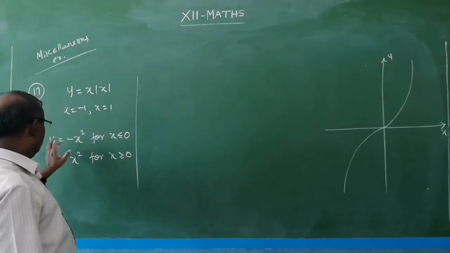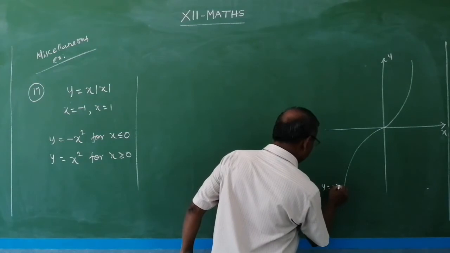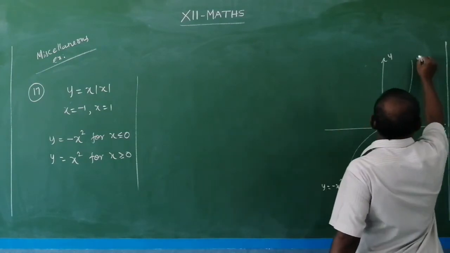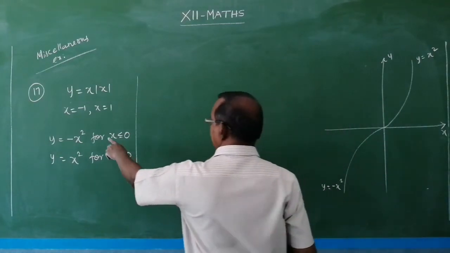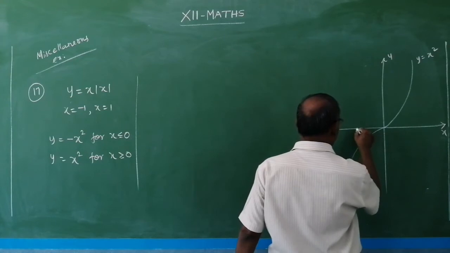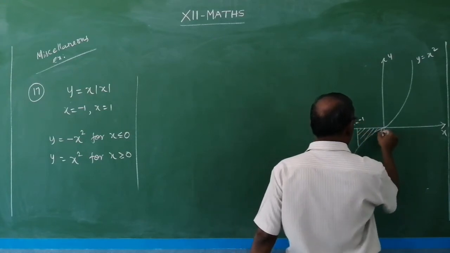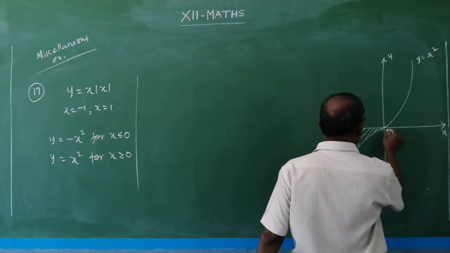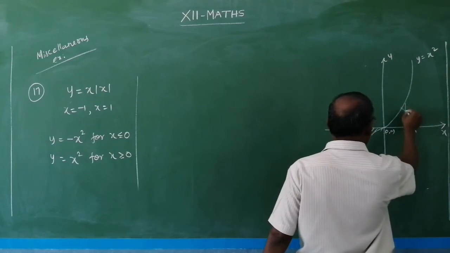So it is y equal to minus x square. This part is y equal to minus x square, and this part is y equal to x square. Now we are given minus 1 to plus 1. So let it be x equal to minus 1, and here x equal to 0, that is origin 0 comma 0, and consider this part is x equal to 1.